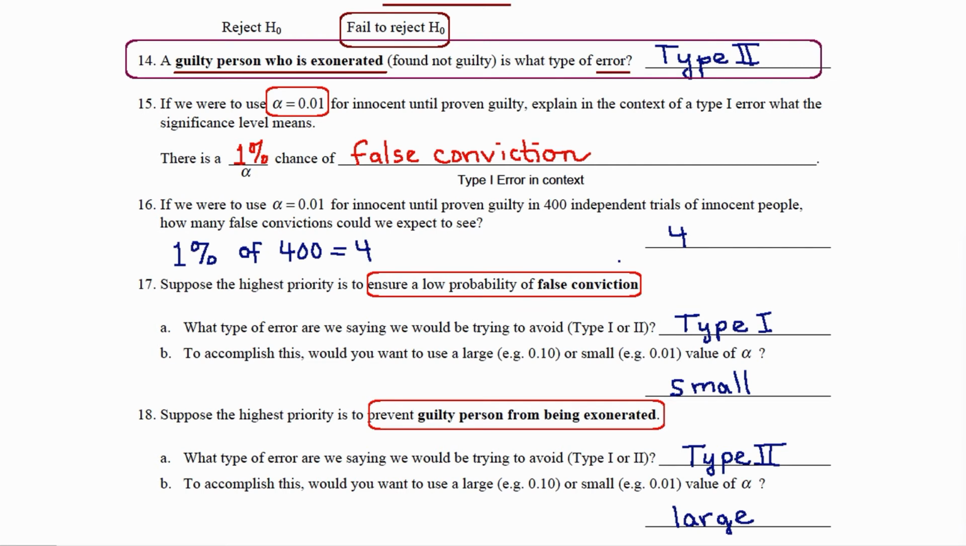I think most people would argue that the highest priority is what we said in number 17, that we really do want to make sure we're not convicting innocent people even more than we want to make sure that we are finding the guilty people and convicting them.